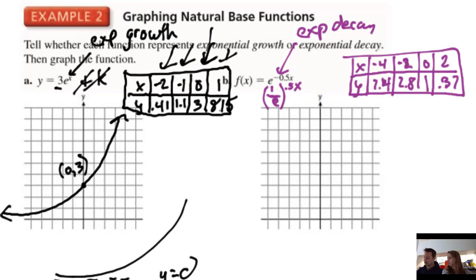So again, I'm just going to plot the y-intercept, 0, 1. This one's an exponential decay. All exponential decay functions look like this. They have a horizontal asymptote at y equals 0. You don't have to label that horizontal asymptote, but you do need an arrow at both ends of your graph.